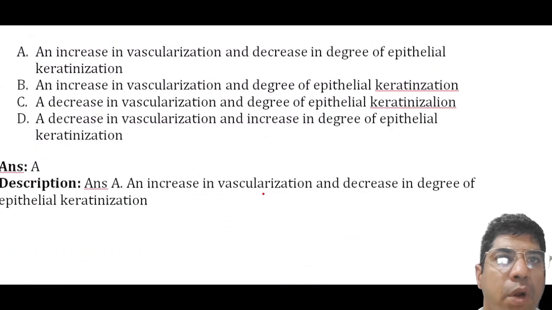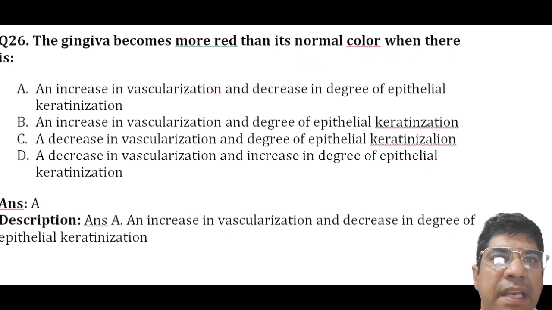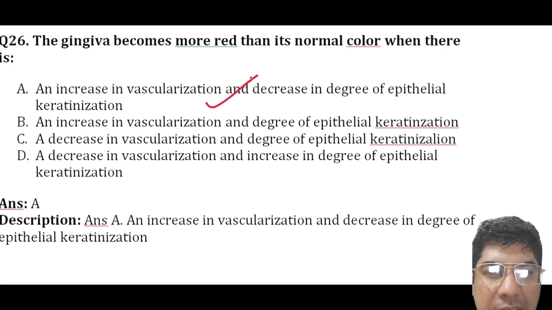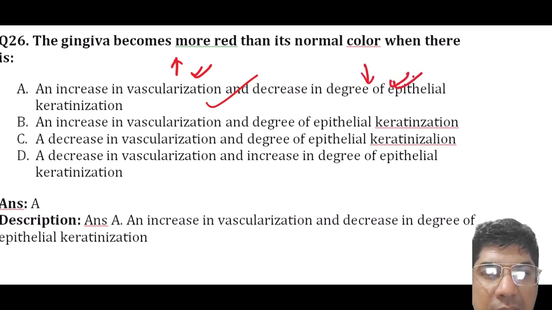The gingiva becomes more red than its normal color when there is an increase in vascularization and a decrease in keratinization. The color of healthy gingiva, we know, is pink due to a combination of factors, including the natural color of the blood vessels and the presence of a protective layer of keratinized epithelium on the surface. So when there is an increase in vascularization, it means there is increased blood flow, and a decrease in keratinization means thinning or loss of the protective outer layer. So that causes the gingiva to appear redder than its normal pink color. The reduction in keratinization makes the gingiva more susceptible to damage and color changes.